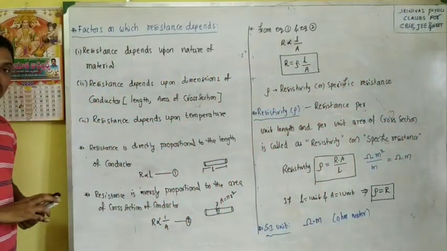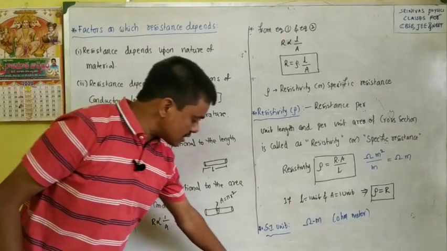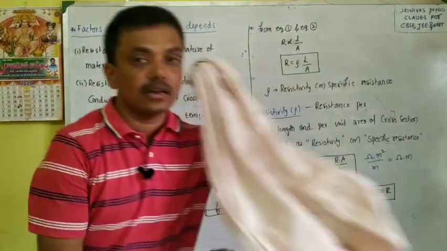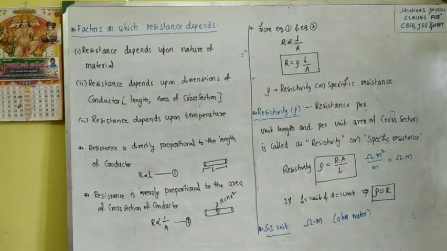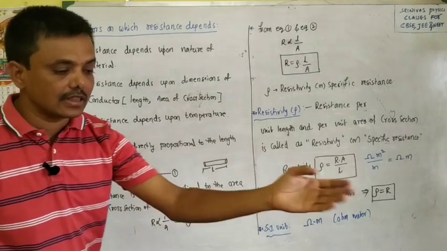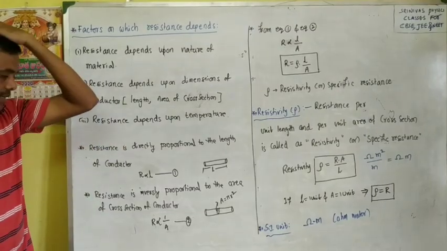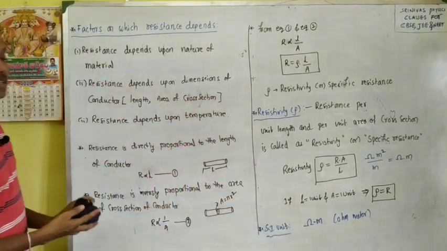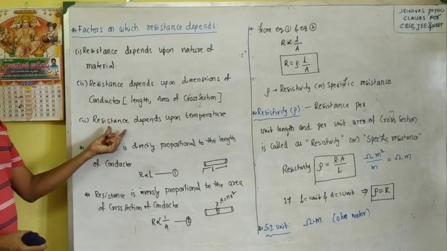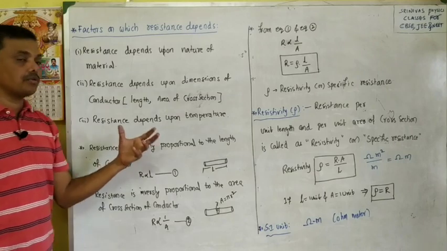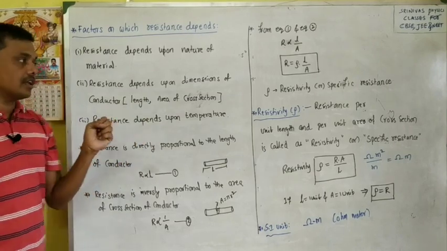And now, on what factors does the resistivity depend? Resistance depends upon nature of material, dimensions of material, meaning length and area, and also depends upon the temperature. Now let us see on what factors the resistivity depends. How the resistance depends upon temperature, that also we will discuss step by step, okay? And if you have any doubt, you can also comment on YouTube.